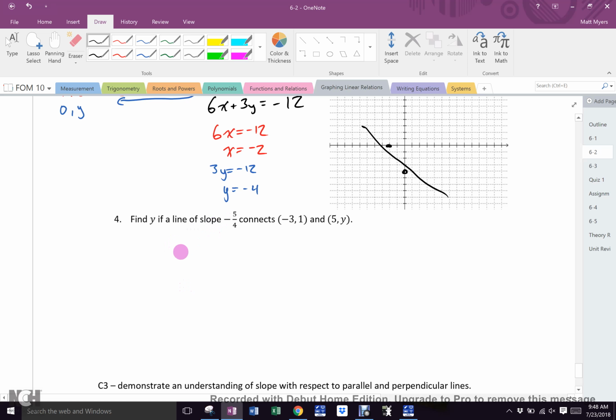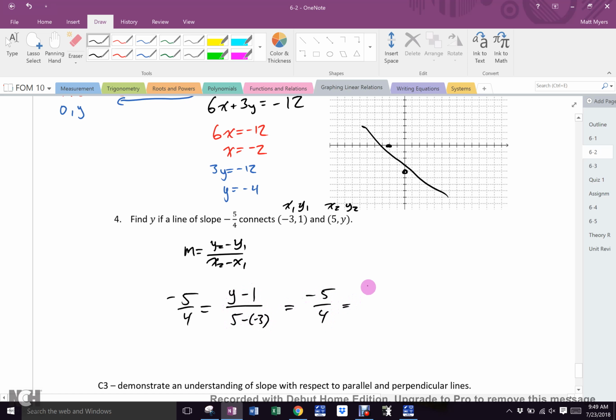So, slope m equals y2 minus y1 over x2 minus x1, x1, y1, x2, y2. Fill it in. Negative 5 over 4 equals y minus 1 over 5 minus 3, which is negative 5 over 4, y minus 1 over 5 plus 3, which is 8. Then what?